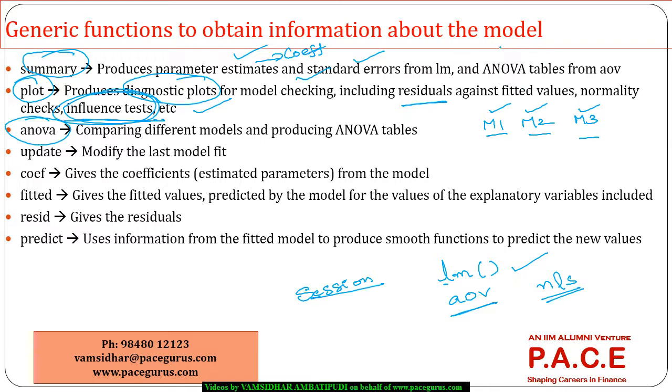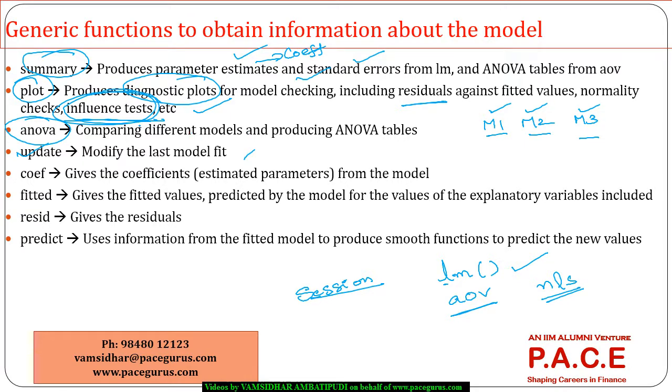So doing a model comparison becomes easier if I'm using ANOVA as a function on top of the model. Then if I'm using an update function on the model, it means that I'm modifying the last built model. Whatever model I have fitted, I'm trying to modify it. I'm trying to either remove one of the variables from it or add one of the variables to it, whatever it is. So I am trying to do some kind of modification to that model.